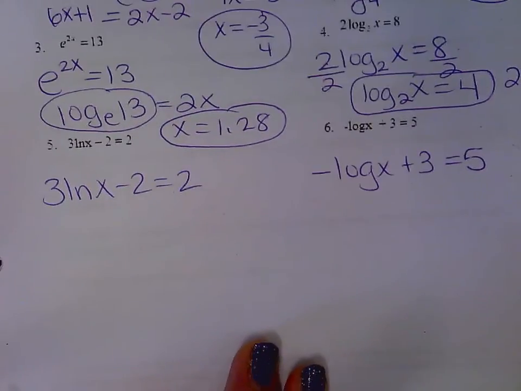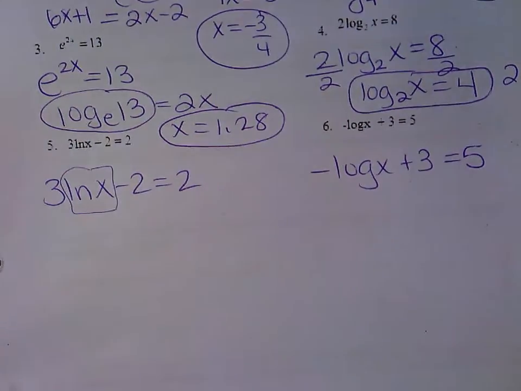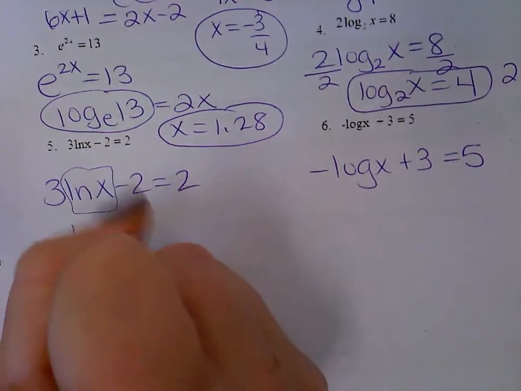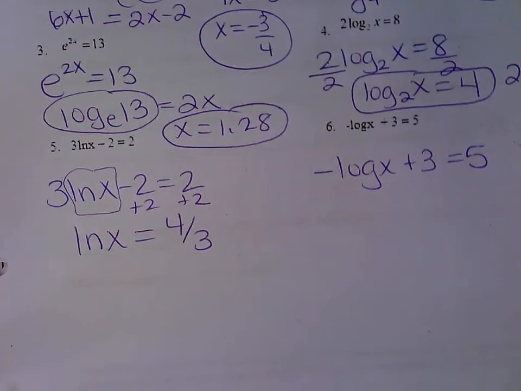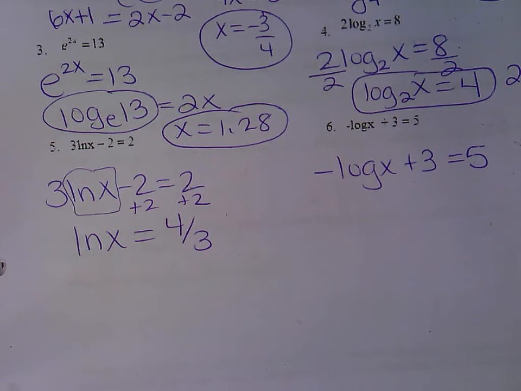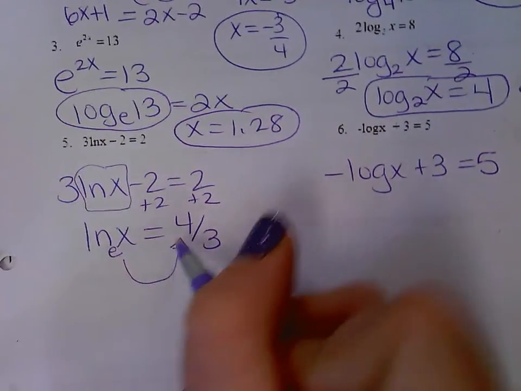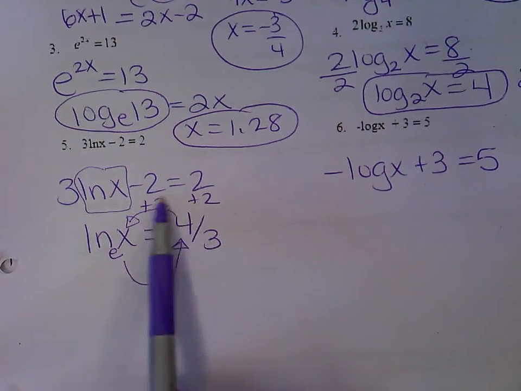All right, number 5. I need to get this natural log by itself. So I would add 2 to get 4 and then divide by 3. Now I have the natural log of x is equal to 4/3. So what's my base? My base is e, and I need to change it into exponential form using my little circle here. e raised to the 4/3 power is equal to x.